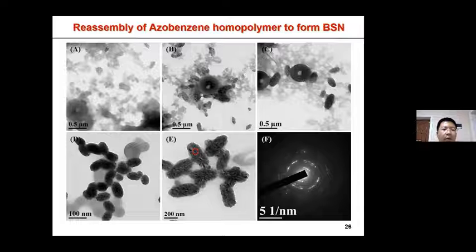However, when we turn off the UV light, we found that the polymeric segments reassembled to form small-sized ellipsoids with an extension of time. The ellipsoids grew to form large-sized ellipsoids, and we found that the ellipsoids are crystalline.